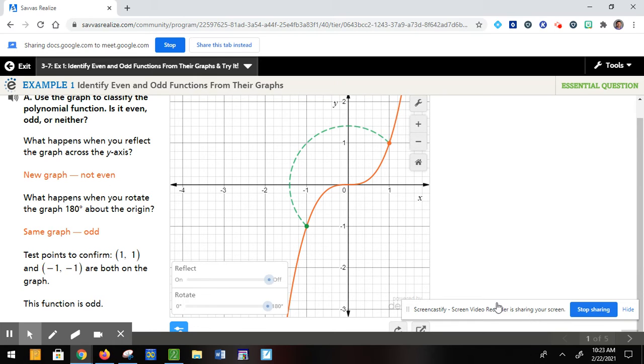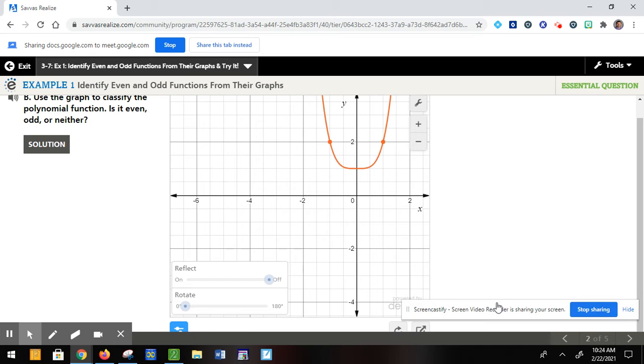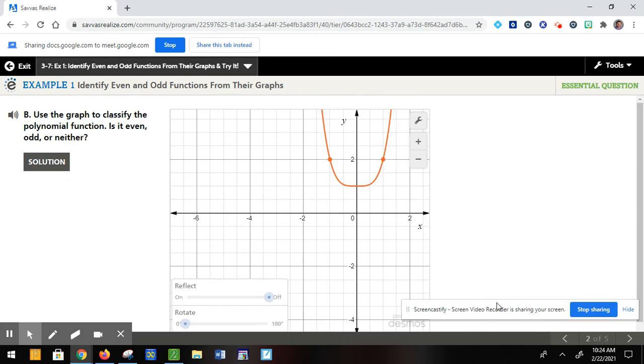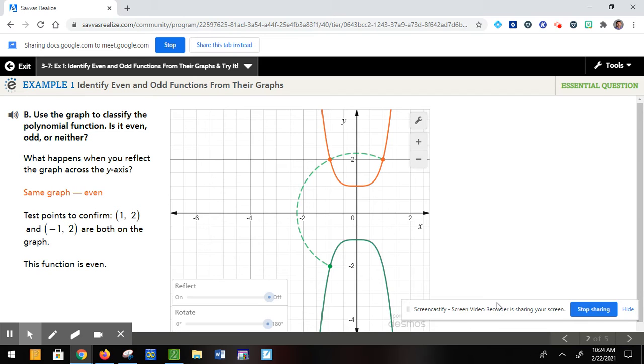So let's look at the next one. Same deal. You've got a function there. If it reflects over the y-axis, then it's considered even, okay? It can't be even and odd at the same time. So doing that test is obviously going to show that it doesn't work. But anyway, this is considered an even function. And you can look at the definition here. And again, you've got test points. You've got 1, 2 and then -1, 2 are both on the graph.